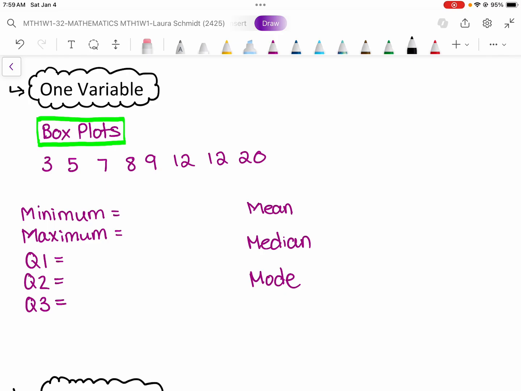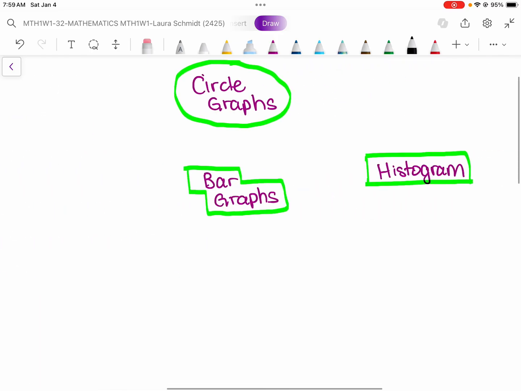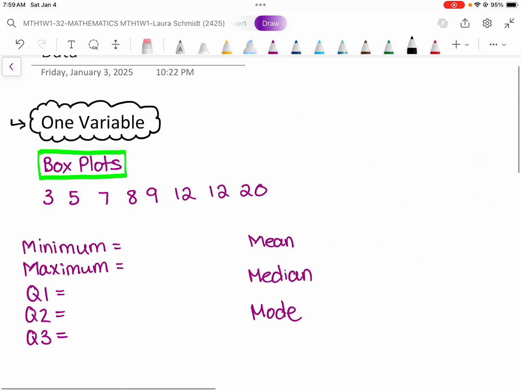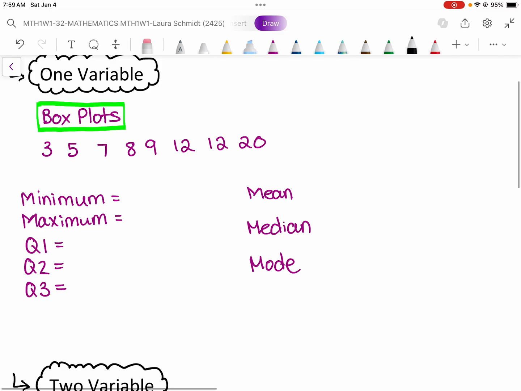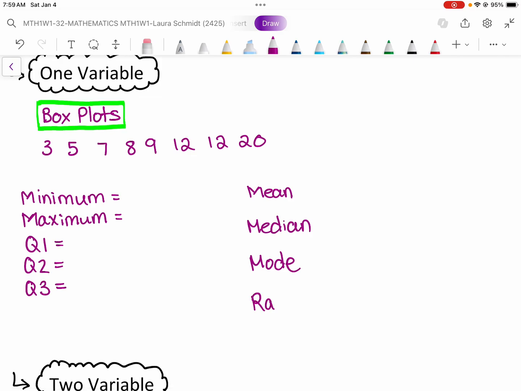We learned about box plots. We talked briefly about circle graphs, bar graphs, and histograms and things like that. And measures of central tendency like mean, median, and mode, and range. So I'm just going to go over these really quickly. A box plot is something that you can use to represent one variable data. So let's say we collected a bunch of different ages of people: a 3-year-old, a 5-year-old, 7-year-old, 8-year-old, 9-year-old, 2 12-year-olds, and a 20-year-old.